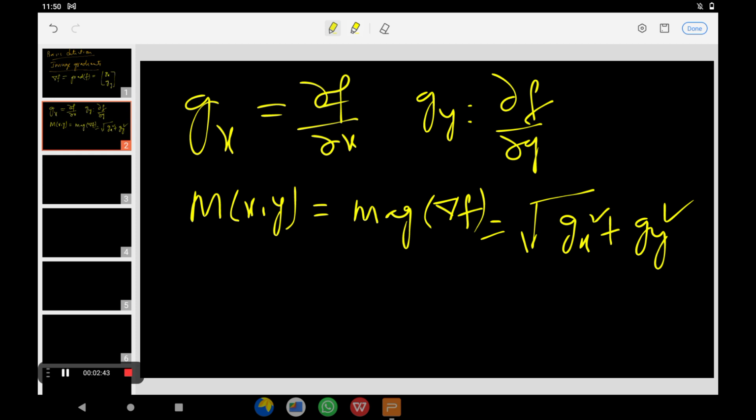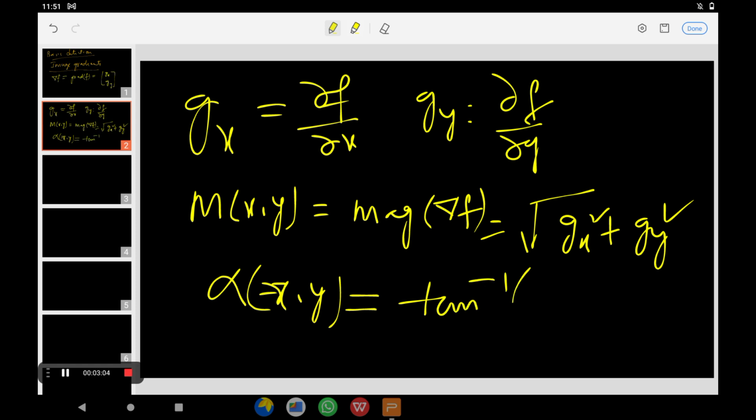As well as if you want to identify the direction of the edge, obviously the edge is also moving in different directions. So for identifying the edge direction, you have to calculate the angle, that is alpha of x comma y, where x comma y is the location of the corresponding edge point. That is equal to tan inverse of gy by gx. This is the notation for finding the angle of a corresponding edge.